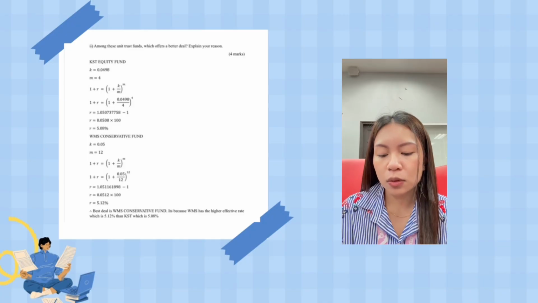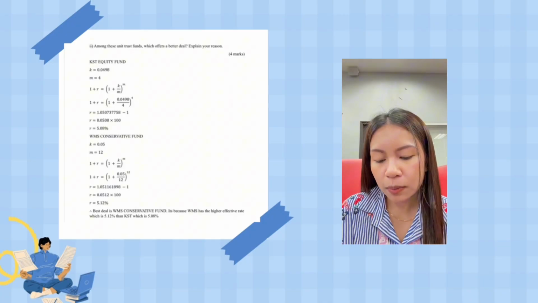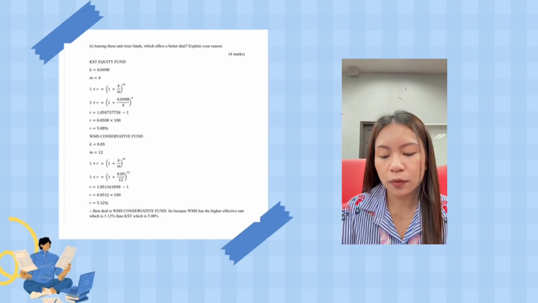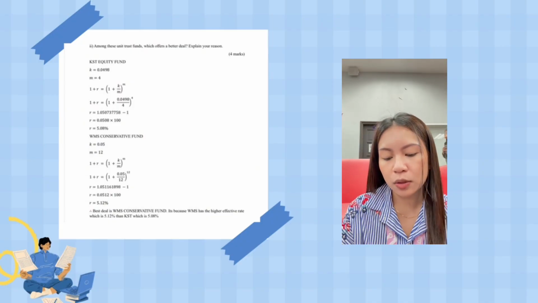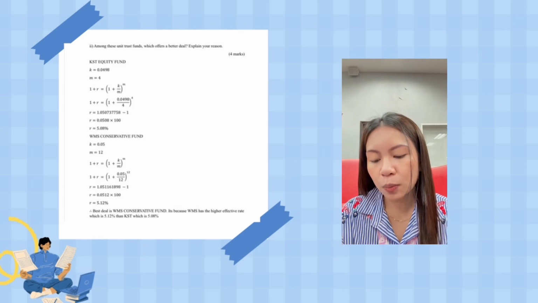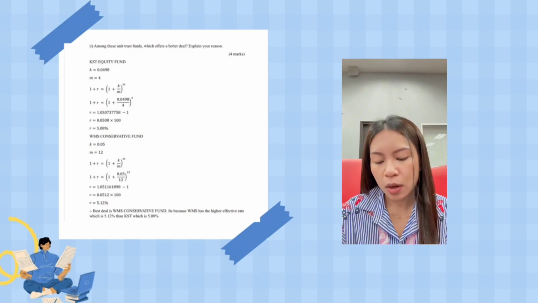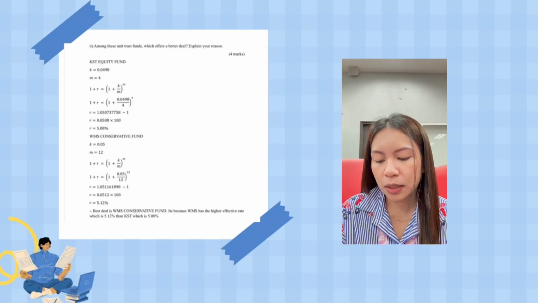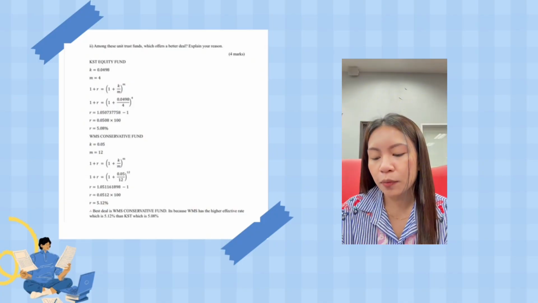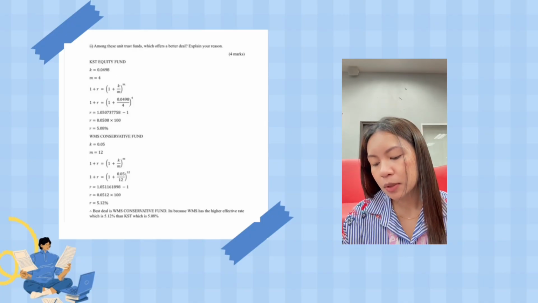Next, for the WMS conservative fund, the nominal rate is 0.05 and it is compounded monthly, so m equals 12. We substitute into the same formula: 1 plus r equals (1 plus 0.05 divided by 12) raised to the power of 12. This gives us 0.0512, and we multiply it by 100. So r equals 5.12%. This means the WMS fund gives a real return of 5.12% per year. Since 5.12% is higher, the better investment option is the WMS conservative fund.